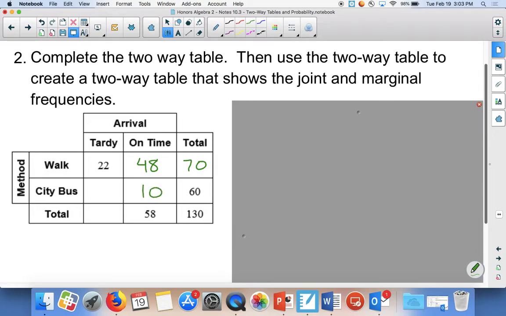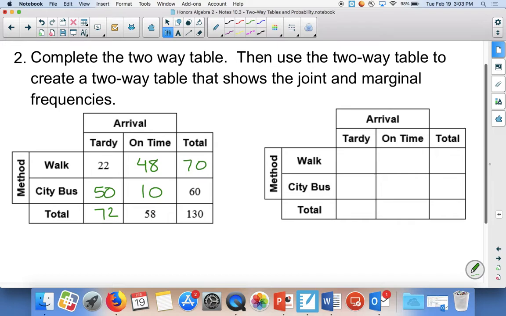And then the city bus, that'll help me to see 50 are tardy. And then I've got a total of 72 that are tardy. So I hope filling that in is pretty easy because it's literally just subtracting and adding. Okay? So now we're going to use that 2A table to show the joint and the marginal frequencies. Okay, so that's what's under here.